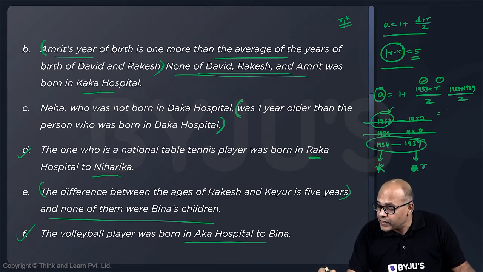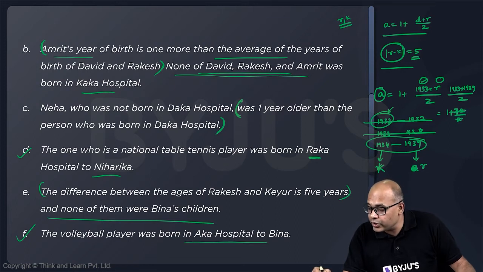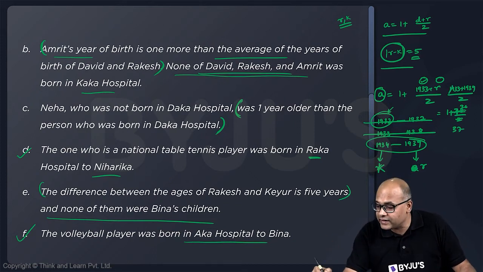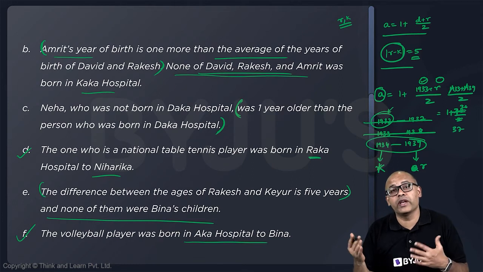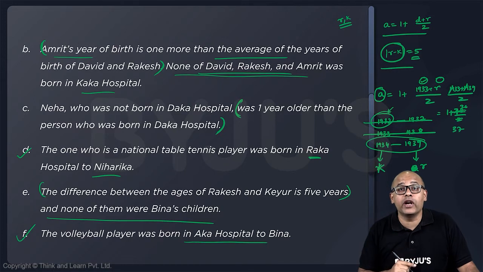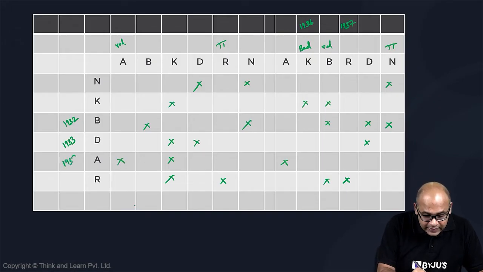So what will be your A? So this will be 1 plus (33 plus 39) by 2. I'm not worrying about the 1900s; you can just leave them out. So 39 plus 33 is 72. 72 by 2 is 36. 36 plus 1 is 37. So A is born in the year 37. So A is born in the year 1937.